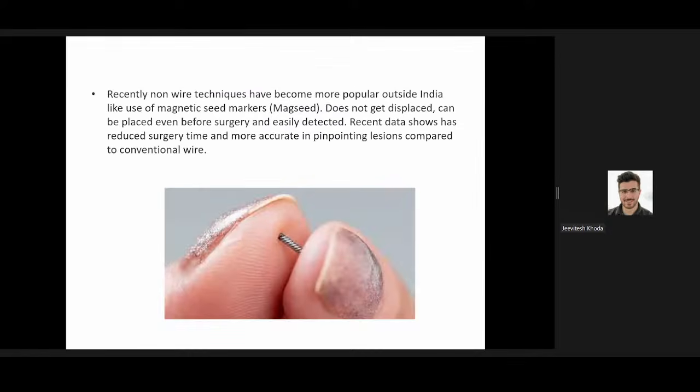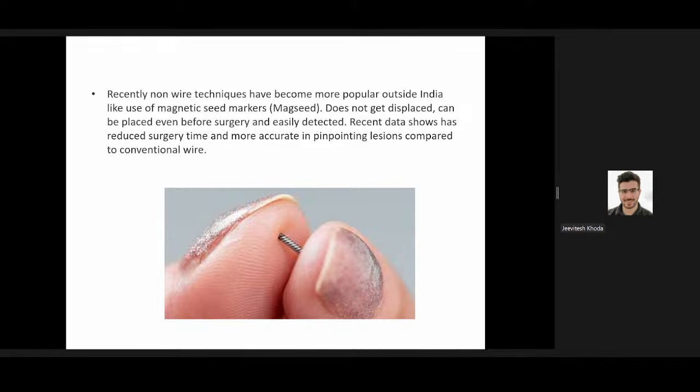Another thing, though I don't think it is available in India yet, but in other countries like the UK, this is catching on: non-wire localization techniques like MagSeed, with a magnetic seed marker. It does not get displaced, and can be placed at any time, right up till the day of surgery, even if there's complete response.